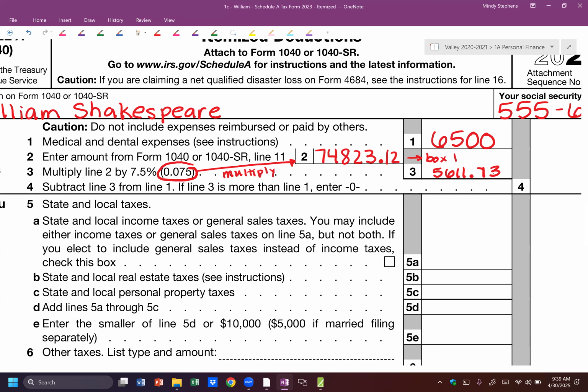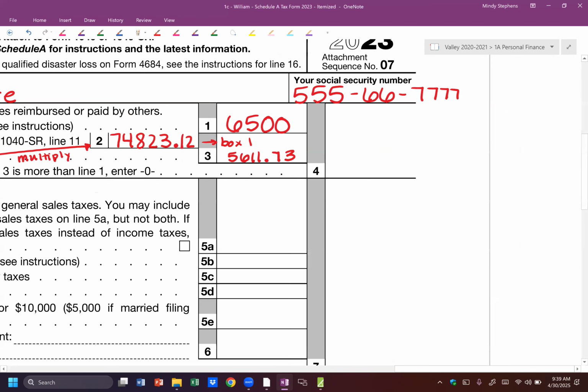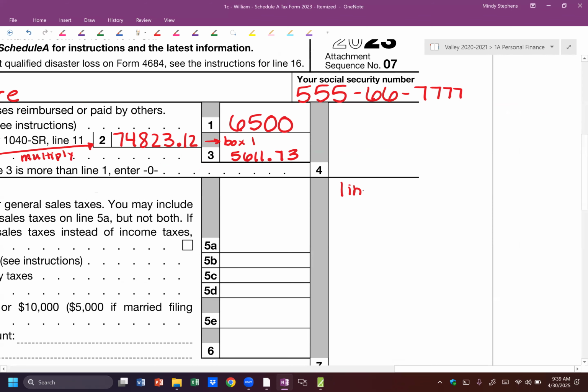The next one says subtract line 3 from line 1. If line 3 is more than line 1, enter 0. So is line 3 more than line 1? Is line 3 more? No. So we're going to subtract. Make sure when you're subtracting, you do line 1 minus line 3 in this. So in your calculator, you're doing 6,500 minus 5611.73.